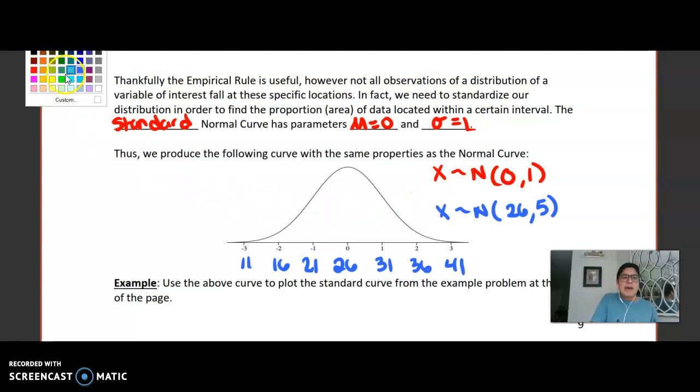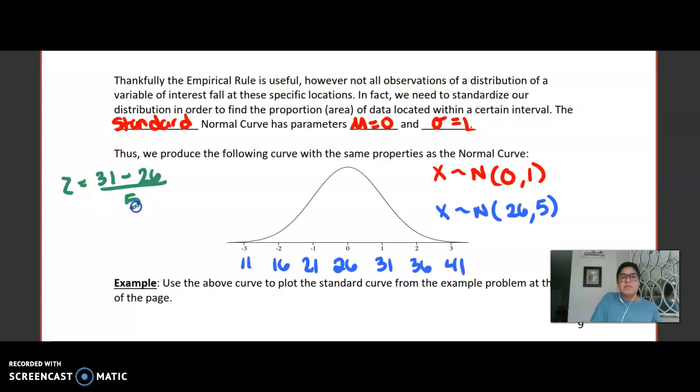Well, let's do a little math here. I know, everyone's favorite. Let's take the z-score at 31. So I'm going to do 31 minus the mean of 26, over 5. Well, 5 over 5 gives me 1. So notice that at 31, it has a z-score of 1. Okay, well what if we go negative? Let's do 16. So 16 minus 26 over 5 gives me a z-score of negative 2. And notice 16 happens here at negative 2.